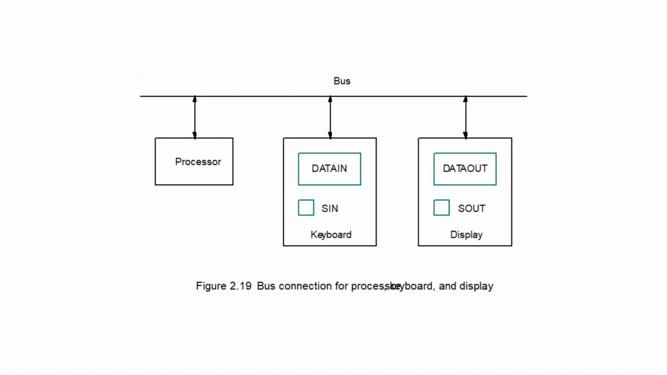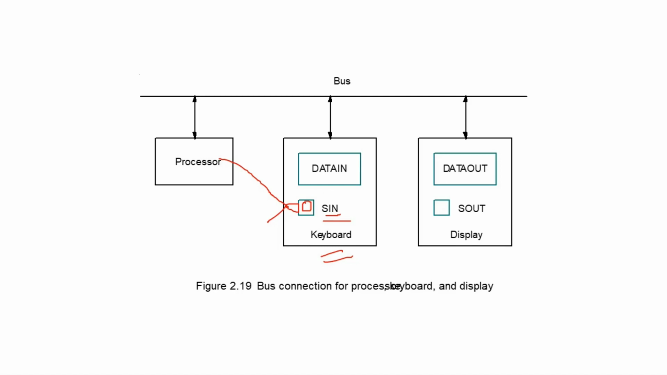So now let us take the example of the keyboard. The processor encounters a scanf statement in its program. That time the processor initiates the input operation. Initially the SIN signal within the keyboard will be 0, indicating that the keyboard has not yet prepared any data to send to the processor. So the processor looks at this SIN status, and when it finds that the SIN value is 0, it keeps waiting for the keyboard to prepare the data.